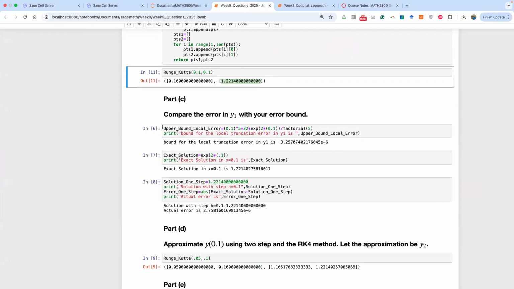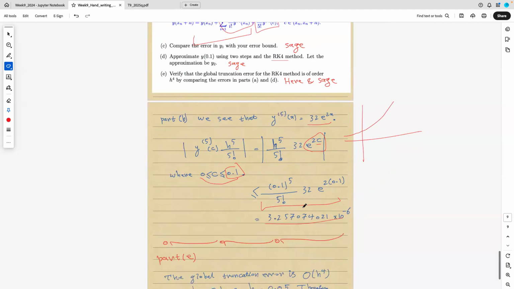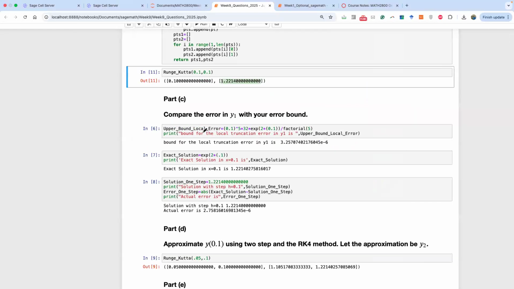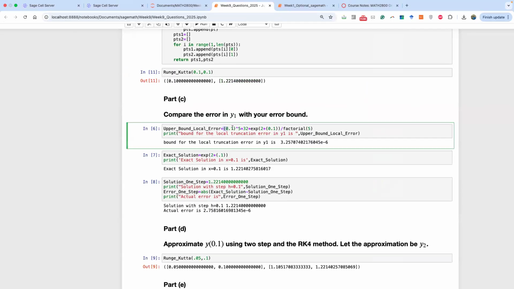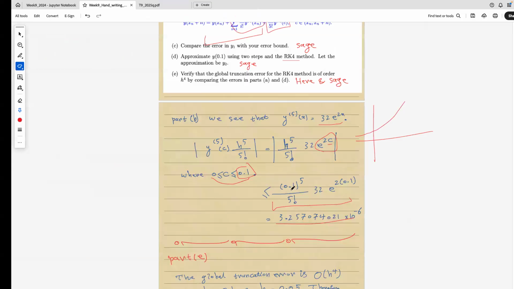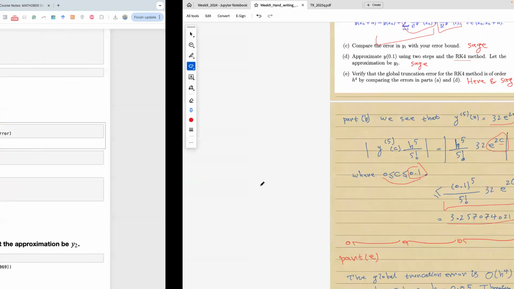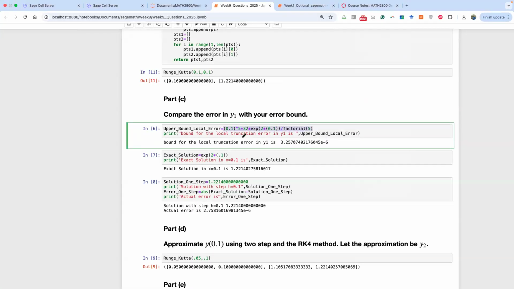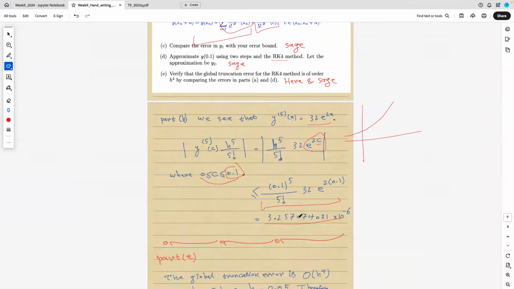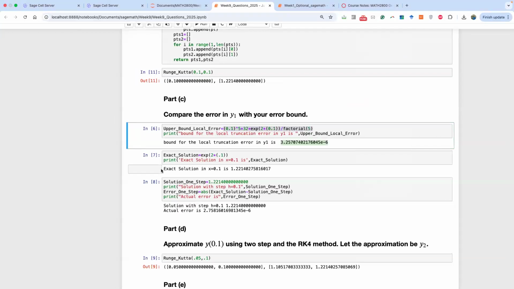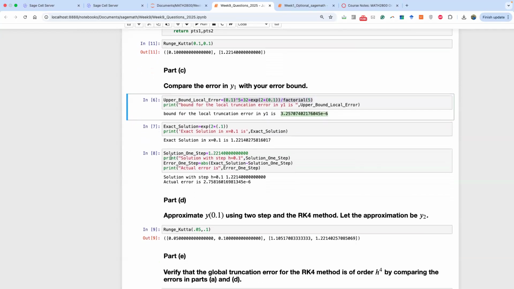By the way, for this number, I just cheated from this part. 1/10 h. So it's this guy, 1/10 power 5 over 5 factorial. This Sage Math is my calculator, and yeah, it's the same thing here. This is 3.25, these things.